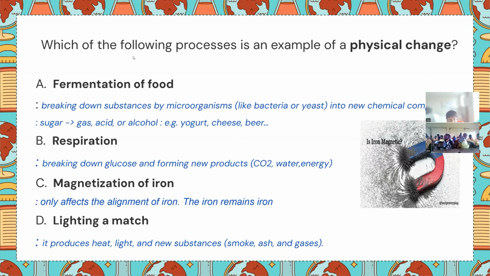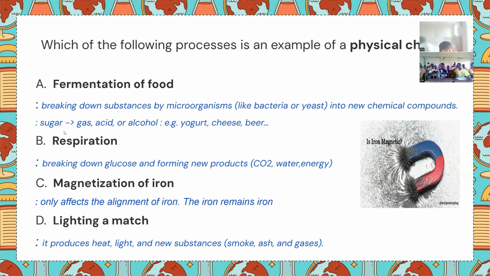Now let's move on to this question. Which of the following processes is an example of a physical change? Is it the fermentation of food, respiration, magnetization of iron, or lighting a match? Chemical change happens when a new substance is formed, and physical changes do not form new substances.